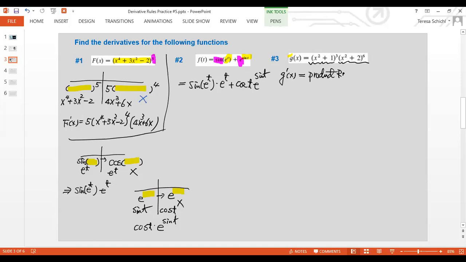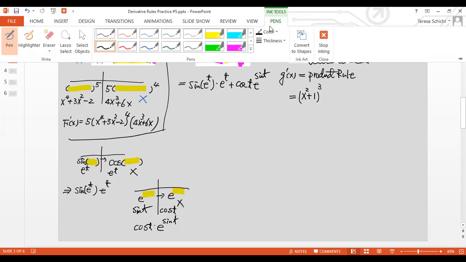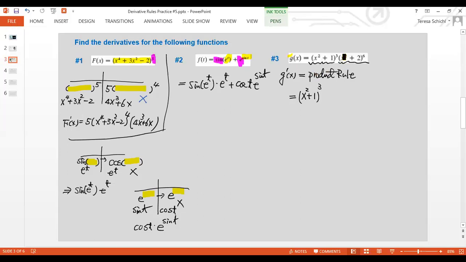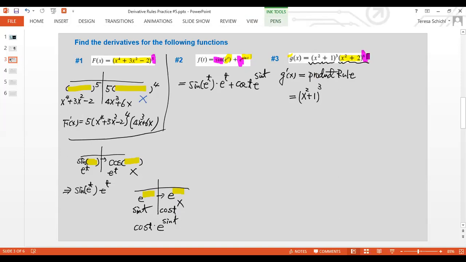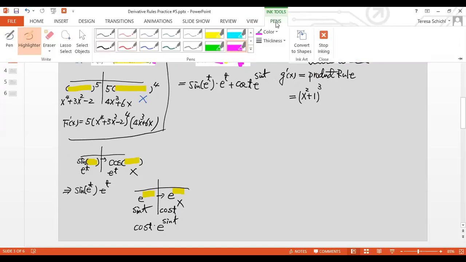The product rule tells me first, I hold the first one, not change. So the first one not changed is x squared plus 1 to the third, right? Now let's take a look at the second one to see which is my primary function. This is the power, so my primary function is the power rule. Okay, so now I can apply it.